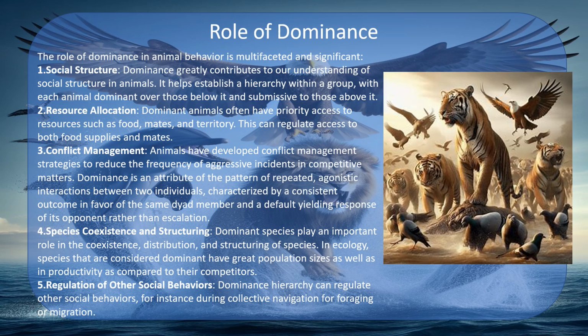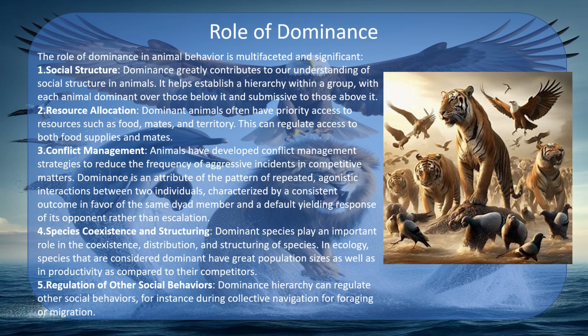Next is the role of dominance. The role of dominance in animal behavior is multifaceted and significant. First is social structure. Dominance greatly contributes to our understanding of social structure in animals. It helps establish a hierarchy within the group, with each animal dominant over those below it and submissive to those above it. Resource allocation: priority access to resources such as food, mates, and territory. These regulate access to both food supplies and mates. Next is conflict management. Strategies to reduce the frequency of aggressive incidents in competitive matters.